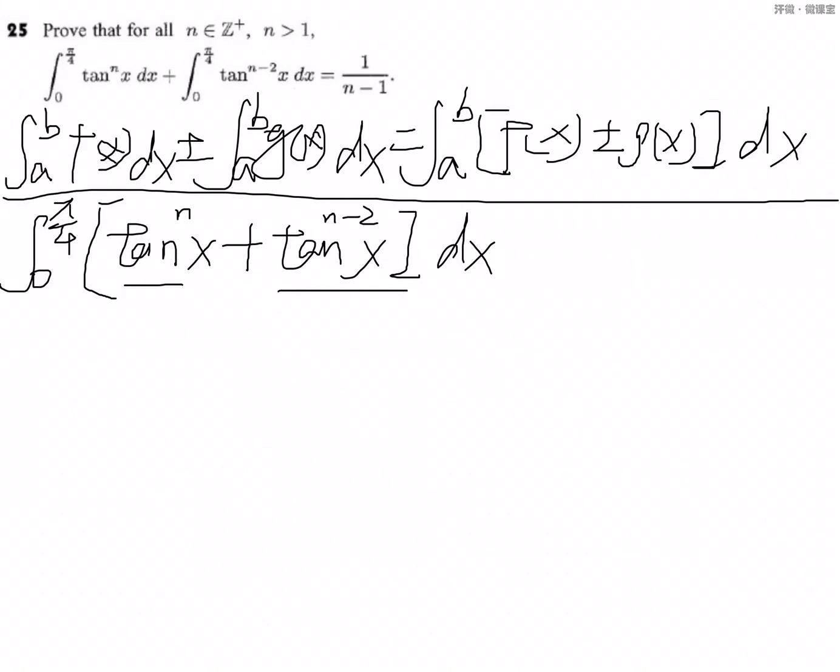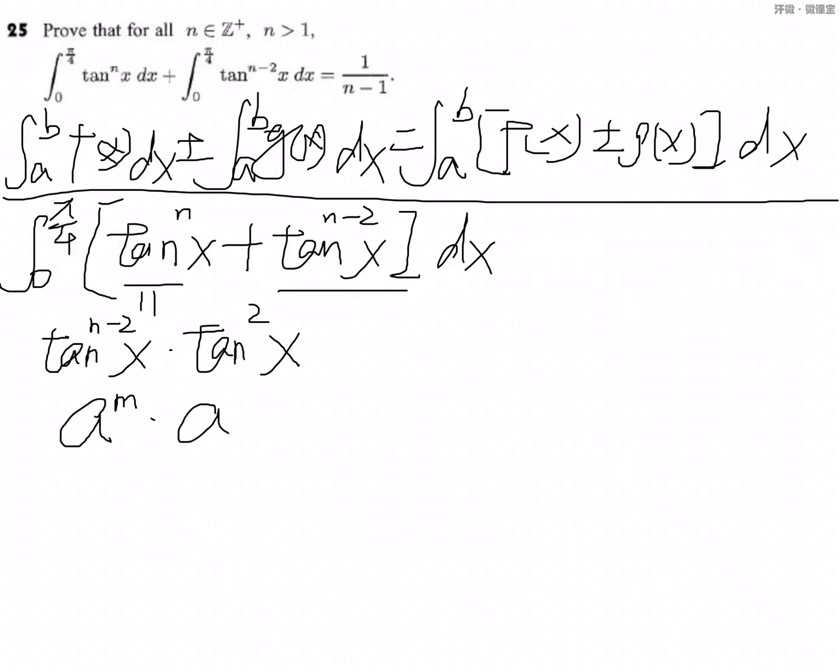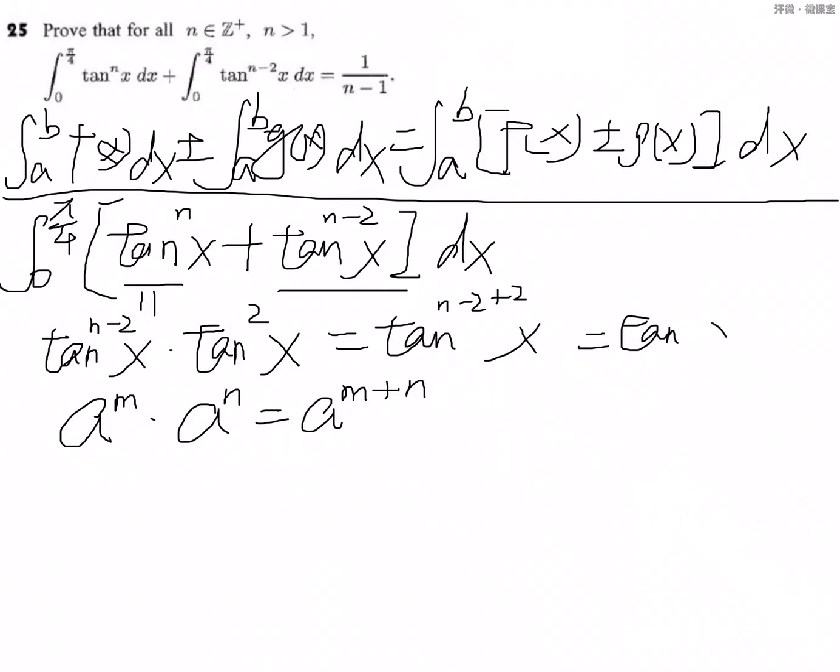We need to take a common factor out, because the first term, tangent x to the power of n, equals tangent x to the power of n minus 2 times tangent x to the power of 2. This is based on a to the power of m times a to the power of n equals a to the power of m plus n. So this is actually tangent x to the power of n minus 2 plus 2, so it is tangent x to the power of n.